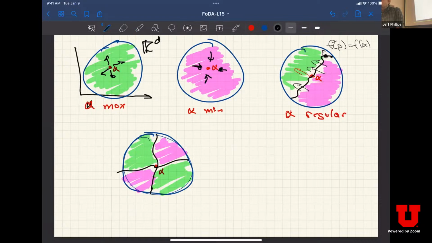Okay, and so what's happening is these pink regions, the function value is decreasing into alpha, and the green regions, it's decreasing away from alpha. This is another sort of special point that's not a minimum or a maximum. This would be called, alpha is going to be called a saddle point, right?